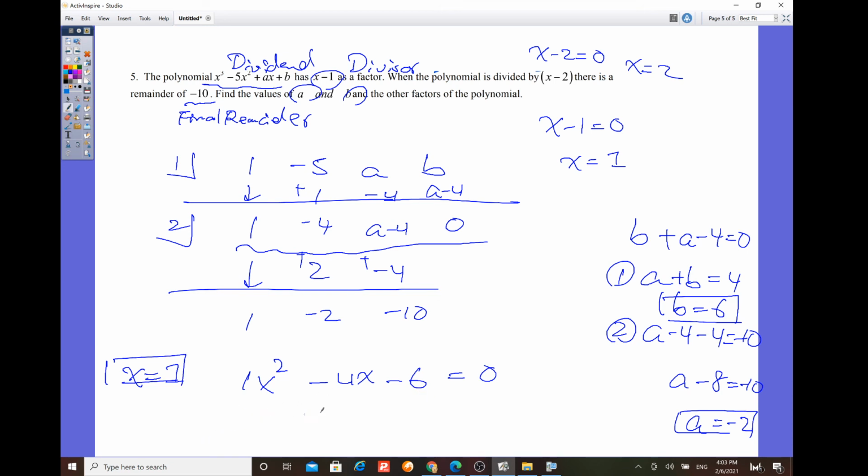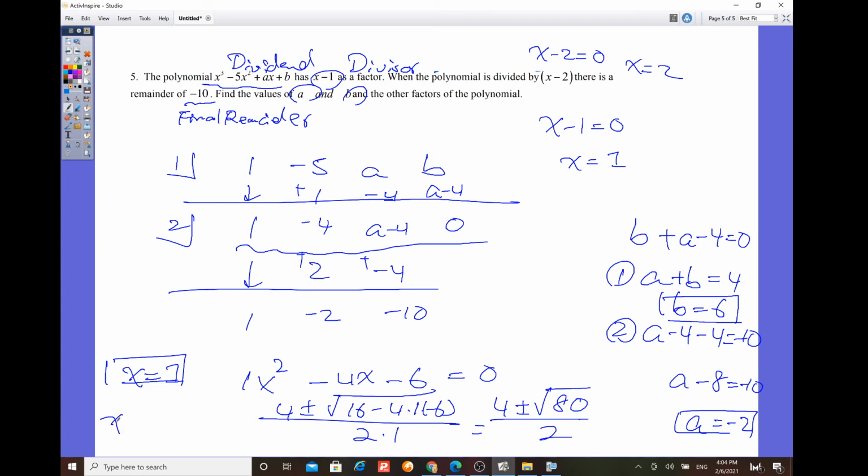So negative b, so 4, plus minus the square root of b squared, 16, minus 4ac. So 4 times 1 times negative 6, all over 2 times 1. So 4 plus minus the square root of 16 minus negative 24, so 16 plus 24, which is 40, divided by 2.